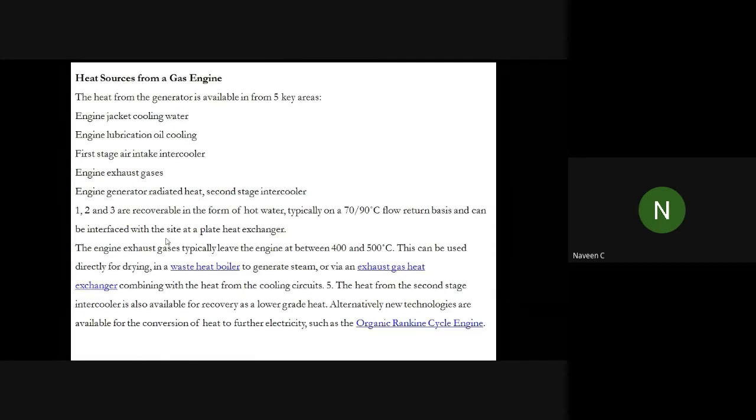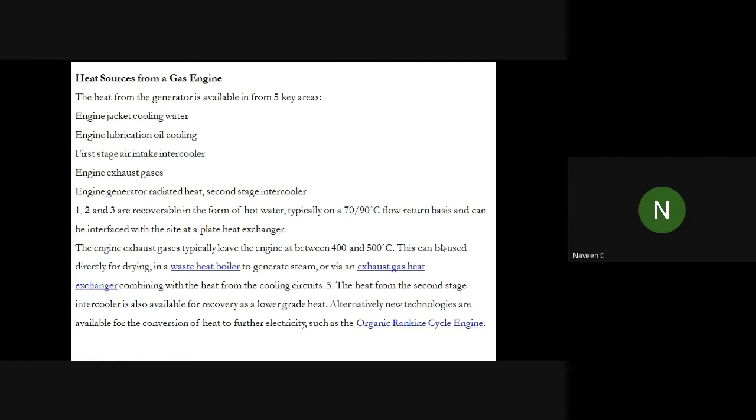You can see that the first three are recoverable in the form of hot water. Whatever heat you are taking from the first three, you can take up to 70 to 80, 90 degrees, which can heat water for a preheating process. But especially here the engine exhaust gas, which is 400 to 500 degrees Celsius, will be used for the drying process or waste heat boiling process, which is highly used in the process industry.